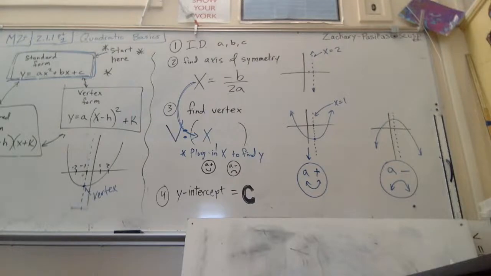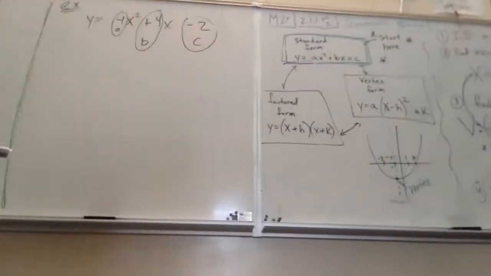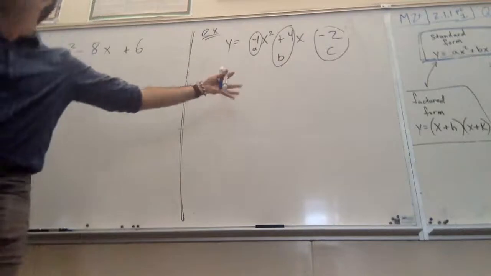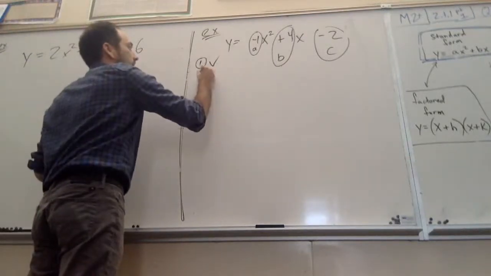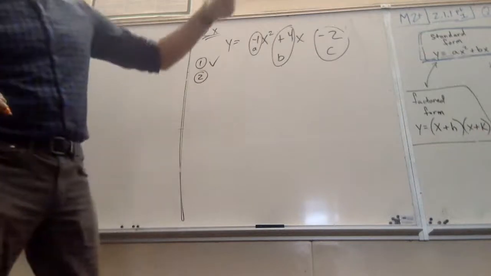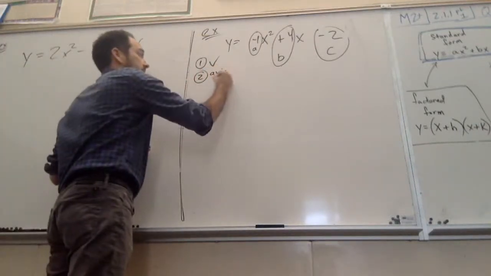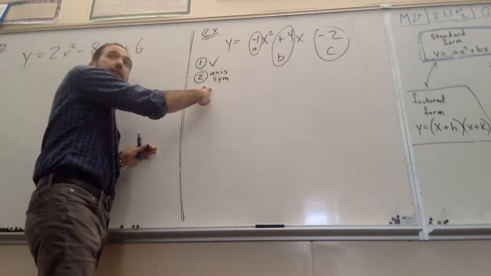Let's see if we can put all this together now. After 2 examples, we will have it. All right, here we go. We already found A, B, and C. That's step 1. Step 1, A, B, and C, done. Step 2 is find the axis of symmetry. The axis of symmetry, you can just write it as axis sym.